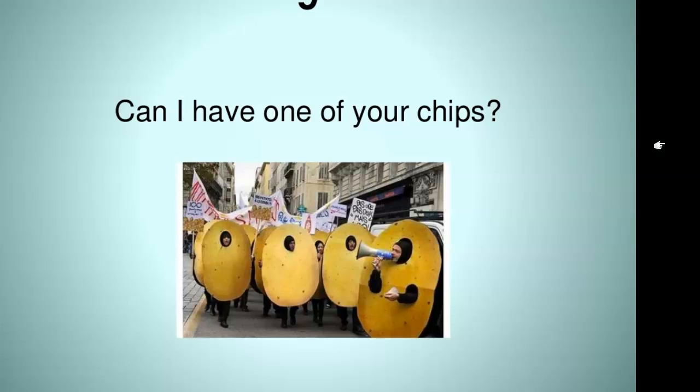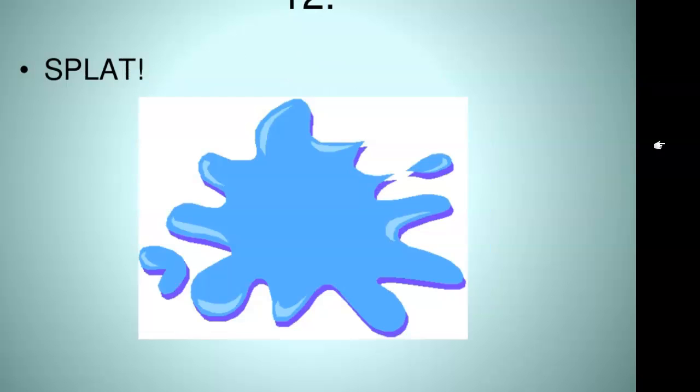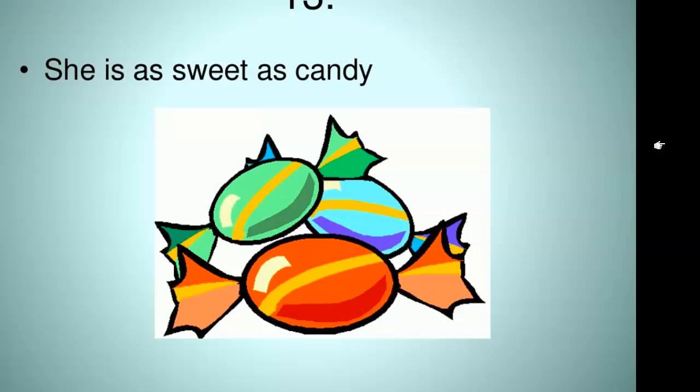It's not literally sitting on top of your house. Can I have one of your chips? I would call that an understatement, because guess what? Are you really just going to want one of my Doritos? No, you're going to want to ask for a few more. The clouds smiled down at me. Aw, nice personification. Splat! Onomatopoeia, baby.